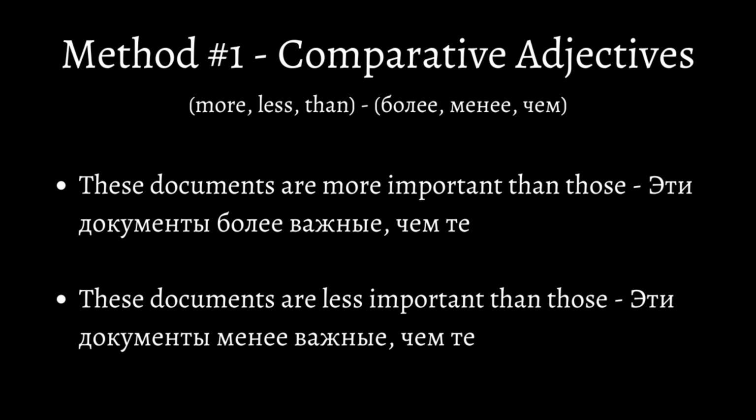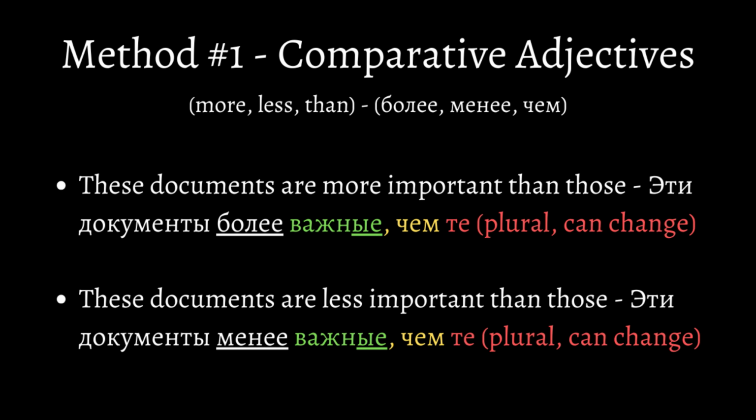Here are two useful phrases. These documents are more or less important than those. Эти документы более or менее важные, чем те. We're using the conjunction чем by placing it after the adjective with a comma. The comparison in the end, те, is the plural way of saying those.